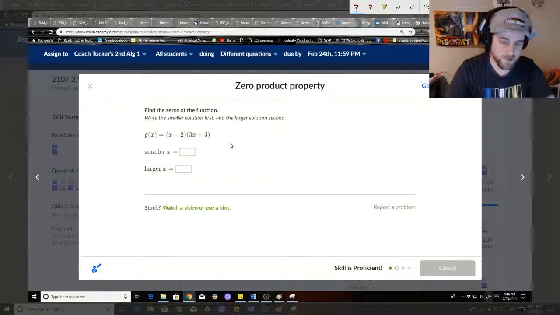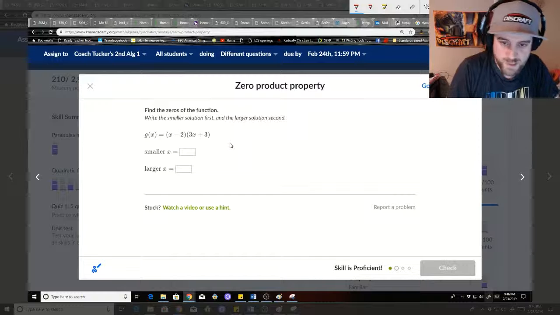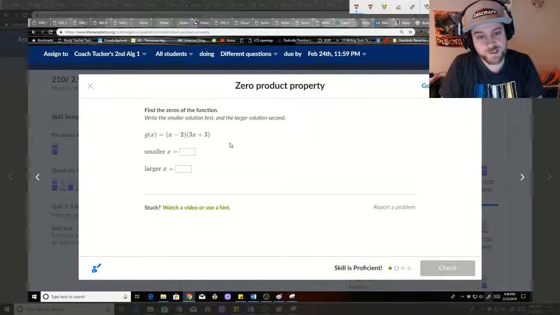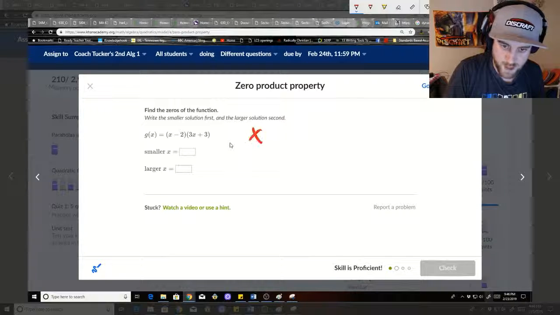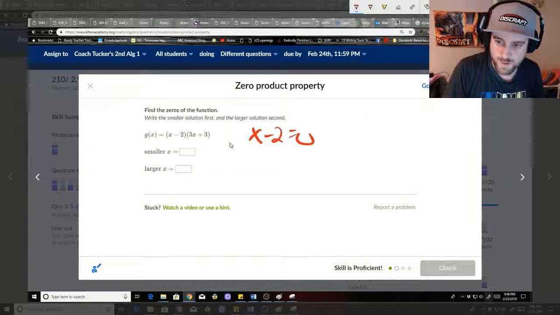So we have g of x is equal to x minus 2 times 3x plus 3. Again, the zero product property states that since the product of these two must equal 0, then set each one equal to 0. So we have x minus 2 is equal to 0. We have 3x plus 3 equals 0.